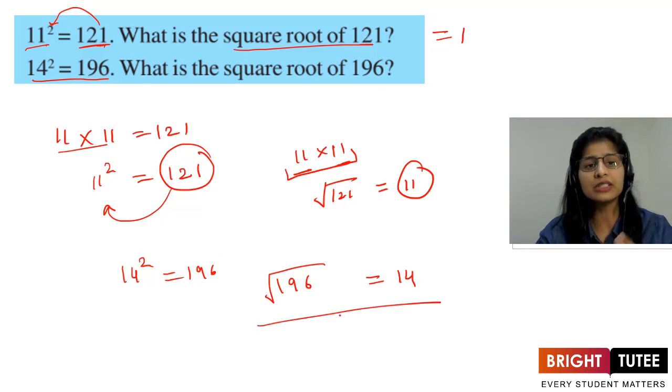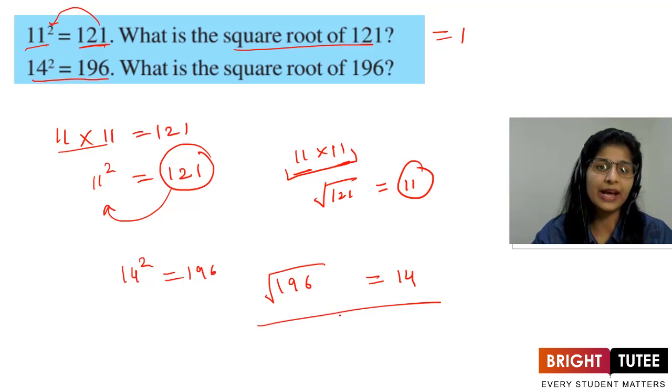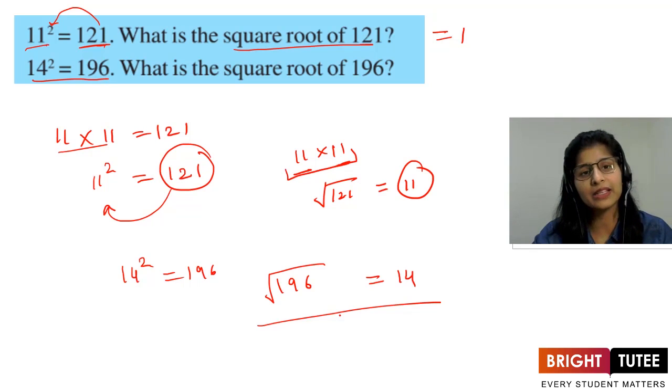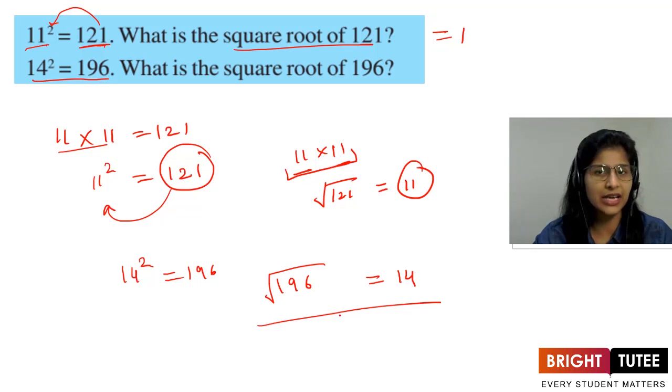Clear? Now because these are numbers whose square and square root are already given to us, we are able to find it. What about some very large numbers whose square we do not know, or we do not know this is a square of which number? For that we have different methods, like long division, like prime factorization. There are many methods to calculate it. We are going to discuss two or three methods in the lecture.